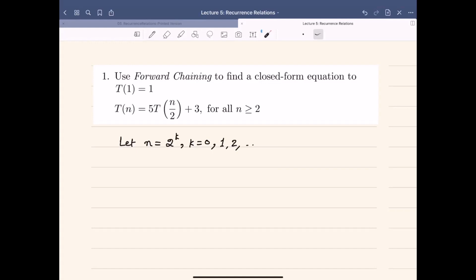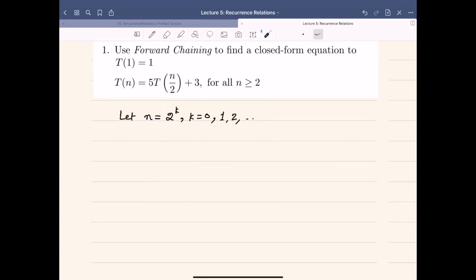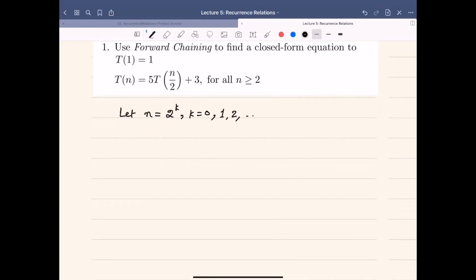Next, if you remember forward chaining, you need to find a few terms, and then from these terms you should guess the solution. So first one is we have T2, because T1 is given, which is equal to 5T1 plus 3. Because if n is 2 and 2 divided by 2, you get 1. Since the value is expressed using the initial value T1, we will leave it as it is.